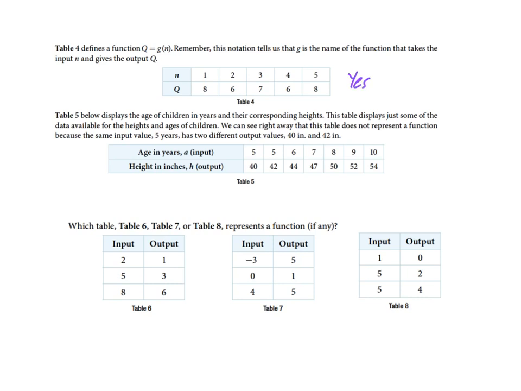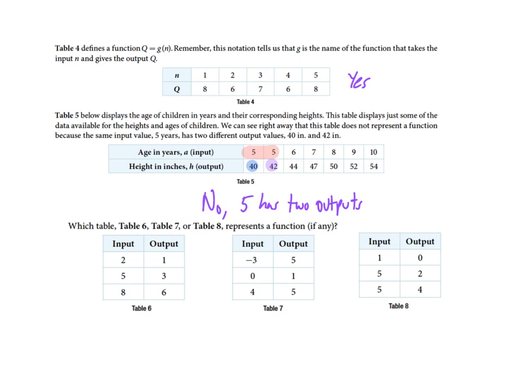And the second table here: 5 years is 42 inches. 5 years is 40 inches. 5 years is 42 inches. 6, 7, 8, 9. So here, what we're looking for is the same input giving us two different outputs. And so this particular table would not represent a function. It's still a relation, it's just not a function.